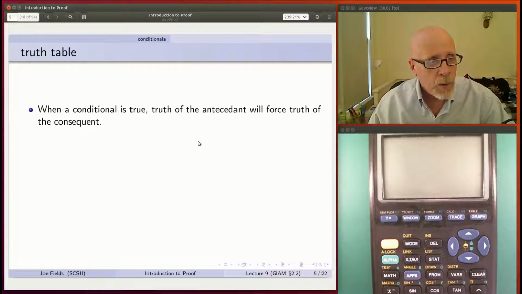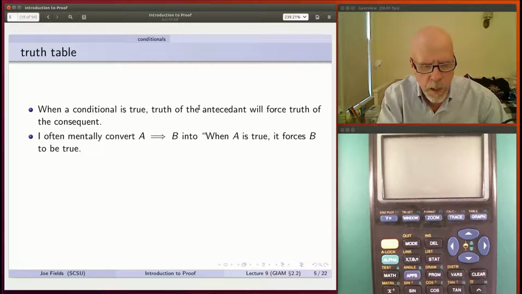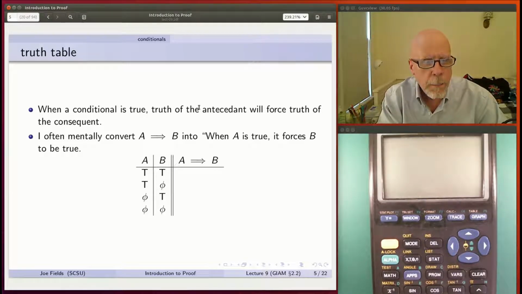When you have a true conditional sentence, one way to think of it at least is that truth of the antecedent is going to force truth of the consequent. I literally often do this mental conversion when I'm looking at something that looks like A implies B. I say, all right, when A is true, it's going to force B to be true. I have a little truth table here. The columns for A and B are filled out. The columns for A implies B are not. Why not? Because I wanted to do them one at a time, basically.